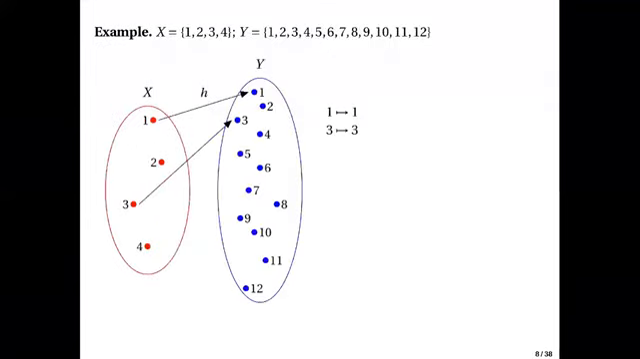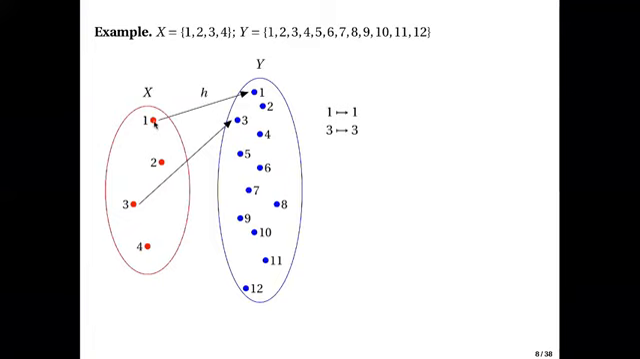Let's look at this next example here. So you have your capital X, the set containing 1, 2, 3, and 4. Capital Y is the set containing 1, 2, 3 until 12. And then we recall H, the relation H.